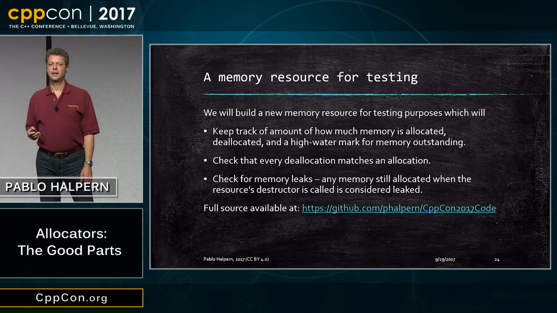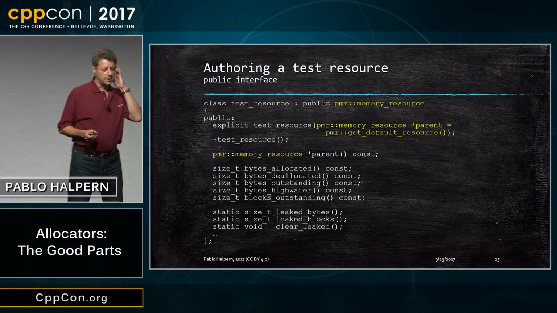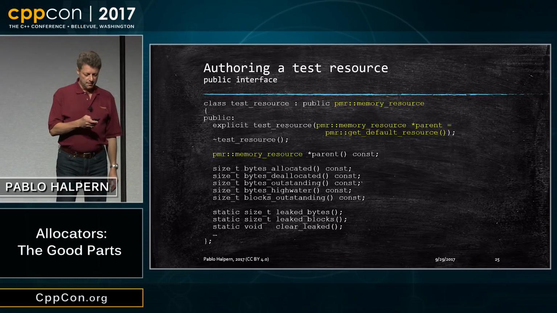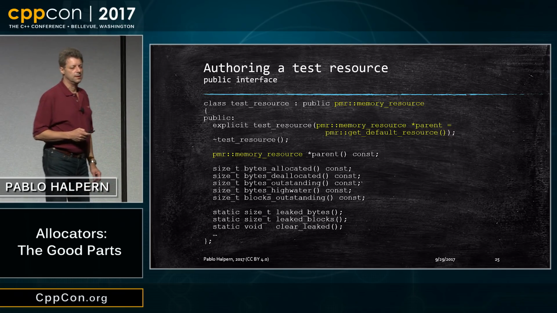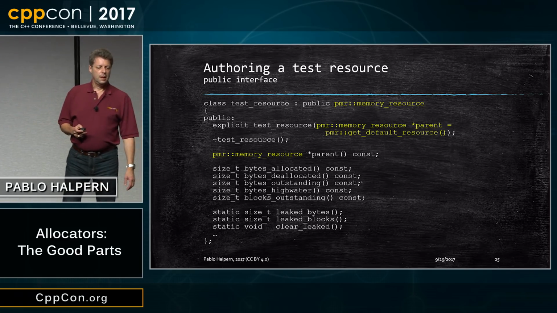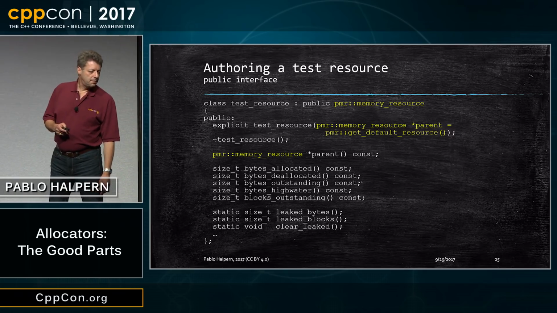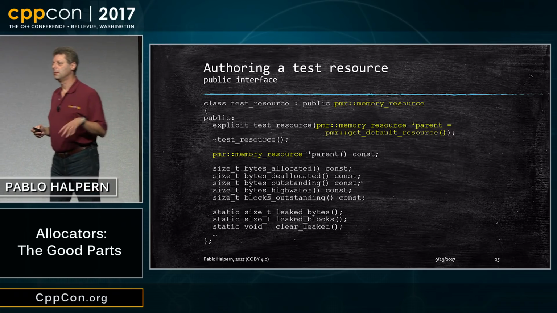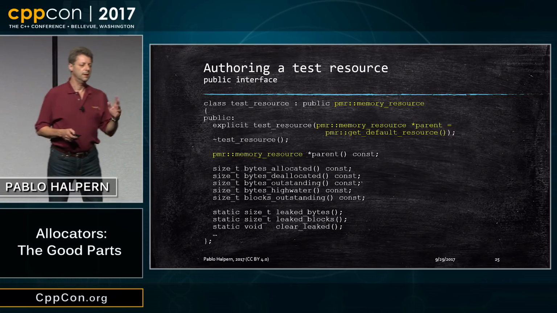So this is our test allocator. Good. Our interface. It's a test resource. It derives from memory resource in the yellow there. Publicly derives from it. It has a constructor. This slide is a little old. It says parent. The typical term that we use in the standard is upstream, so instead of parent.